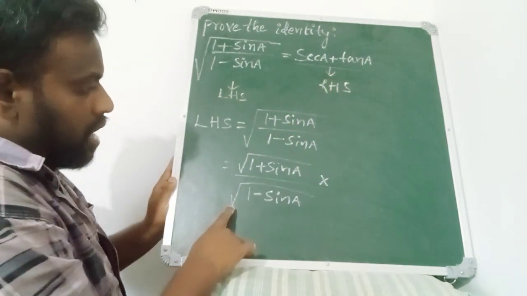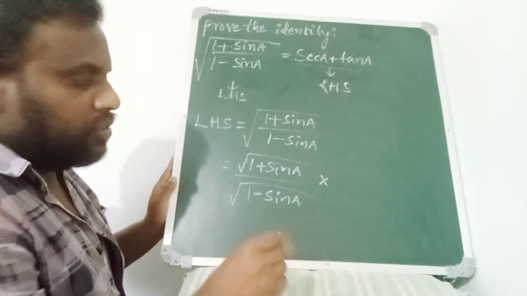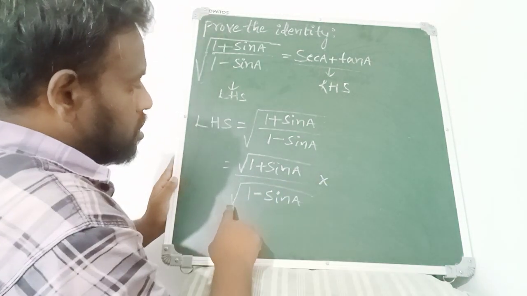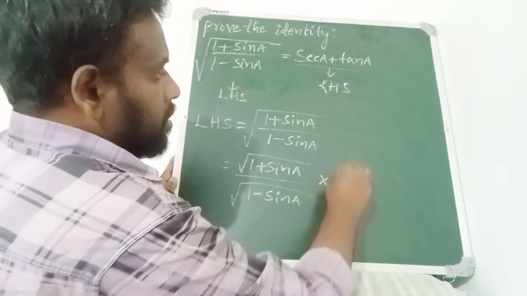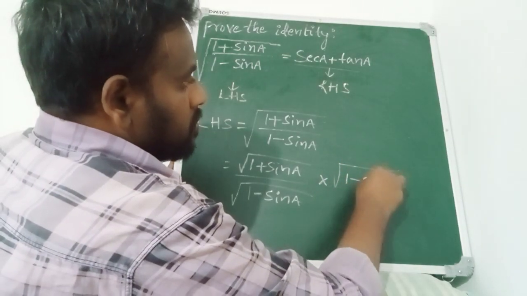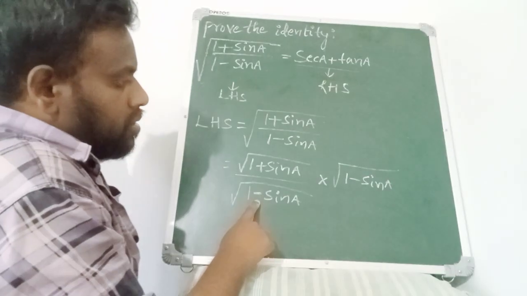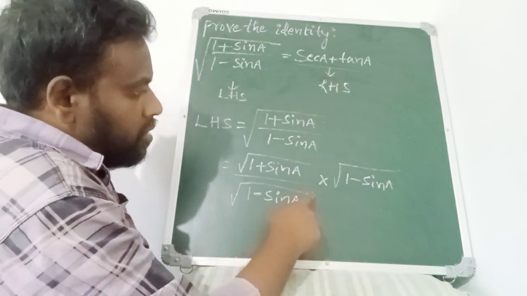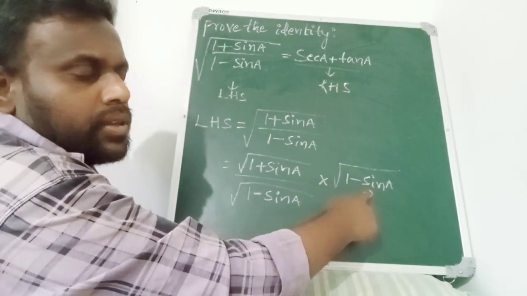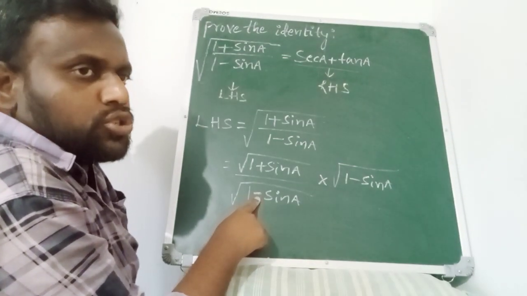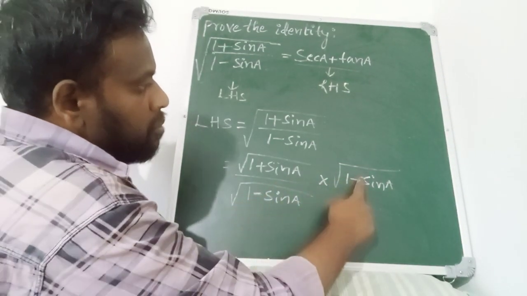So before that, see, I will write the whole thing to avoid confusion. This denominator I will write it here. So what is this? Square root of 1 minus sin A. I said we have to consider this denominator and write it here. And we have a sign here. Sign is minus. We have to change this to plus. So I am changing here.